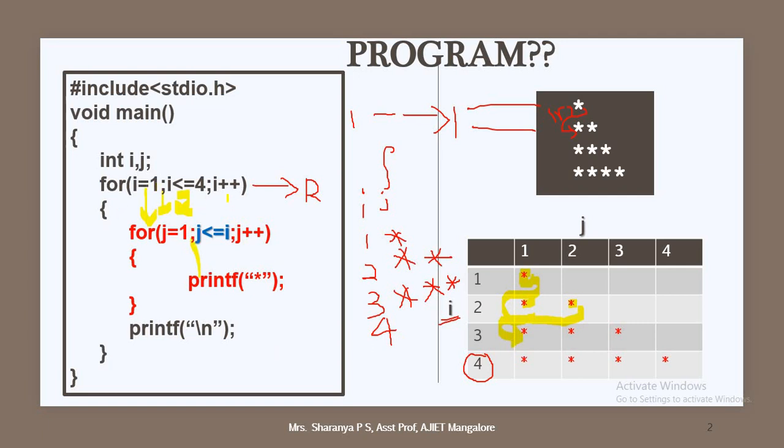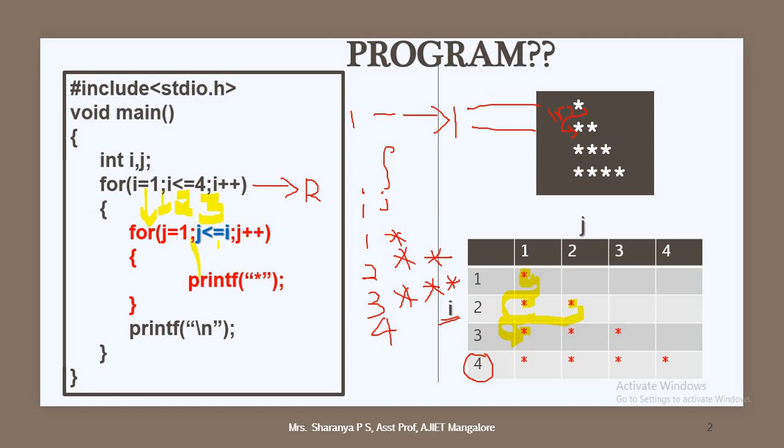Next, the i value is getting incremented. Now the i value will become 3. With the i value 3, it will once again run the inner loop by initializing j back to 1 and check the condition: 1 is less than or equal to 3. Yes, the condition is true and it prints the star at the j equal to 1 location. This is printed. And next, once again it will increment j.